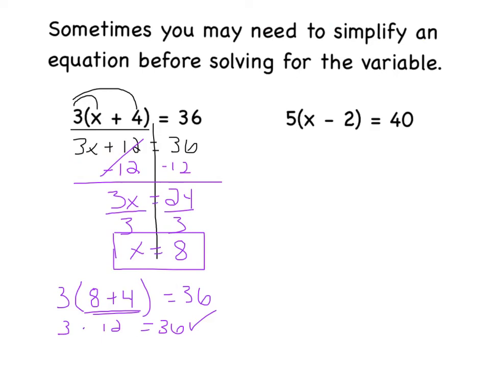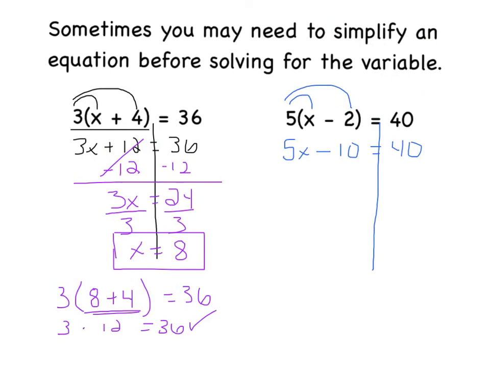Let's try the second example. Here's a difference being multiplied by 5, so we're going to multiply over the parentheses. 5 times x is 5x. 5 times 2 is 10. So we simplified, and now we can start solving.